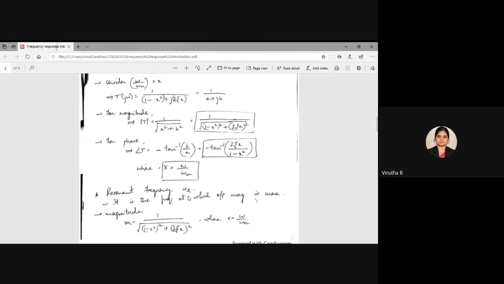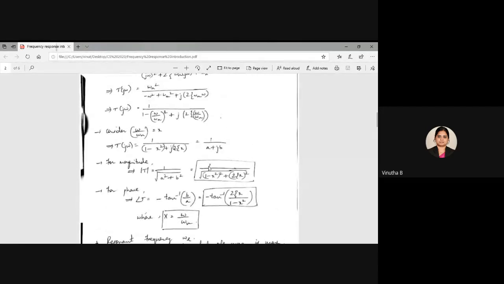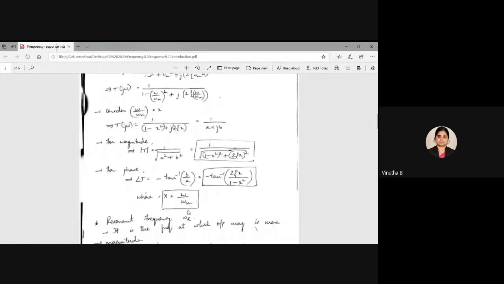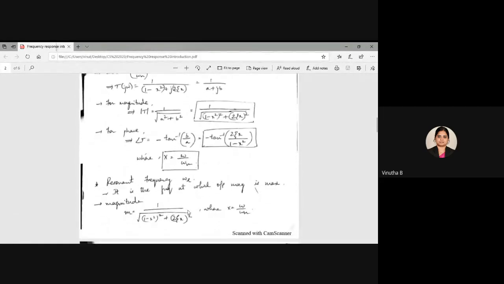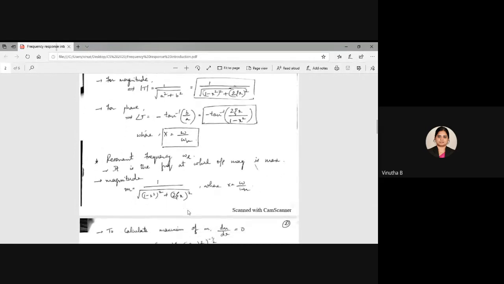So this was about the magnitude and phase of a second order control system. These formulas you should remember. These final formulas that we have derived here, you have to remember them. So that is about the magnitude and phase plot of the second order control system. So that was one specification.